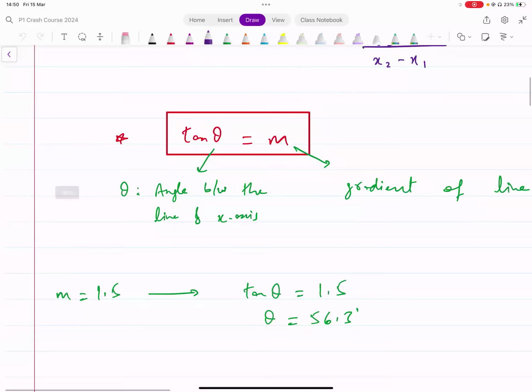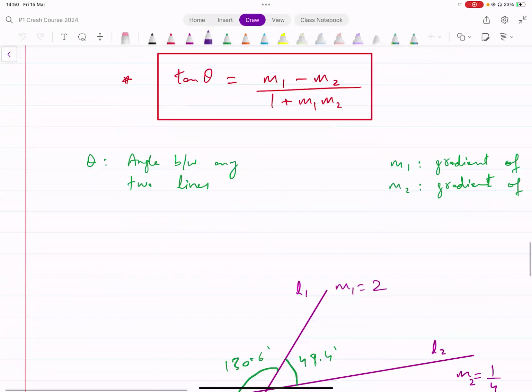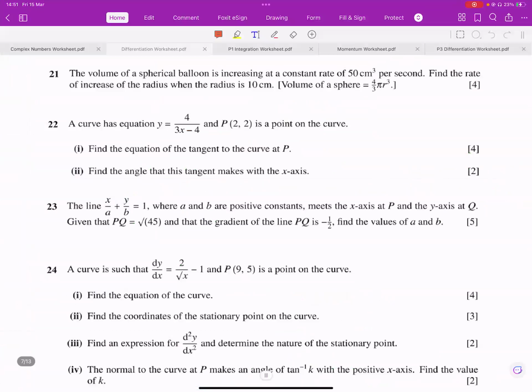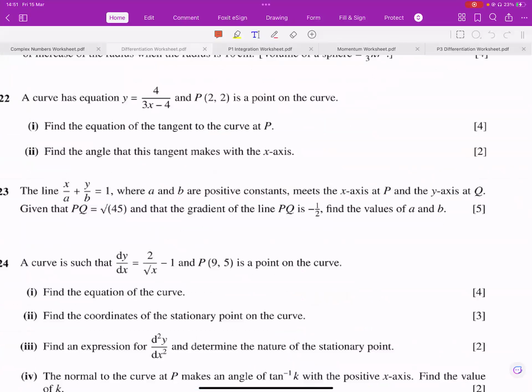If it was any two lines, for that we said you could use this formula, m1 minus m2 divided by 1 plus m1 m2. We did this in coordinate geometry. So the second part of 22 that you're asking about basically asks about the angle that the tangent makes with the x-axis. If you have already found the derivative of the tangent, which you would have found in the first part for finding its equation, whatever is the derivative of the tangent, that's the gradient of the tangent. You put that gradient equal to tan theta, and you'll find the value of theta from that.